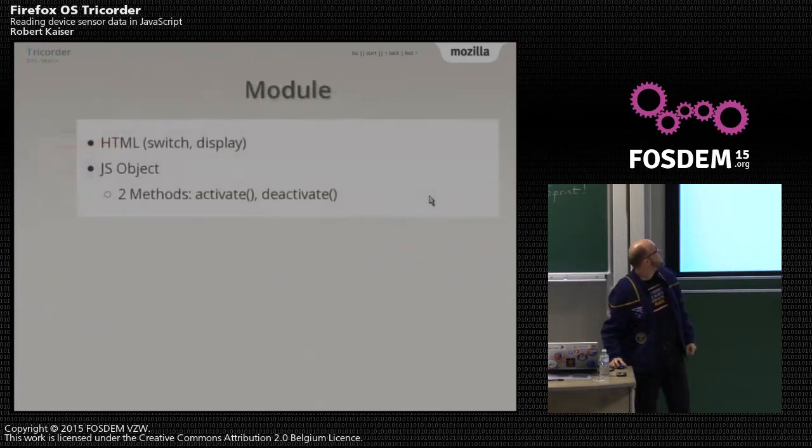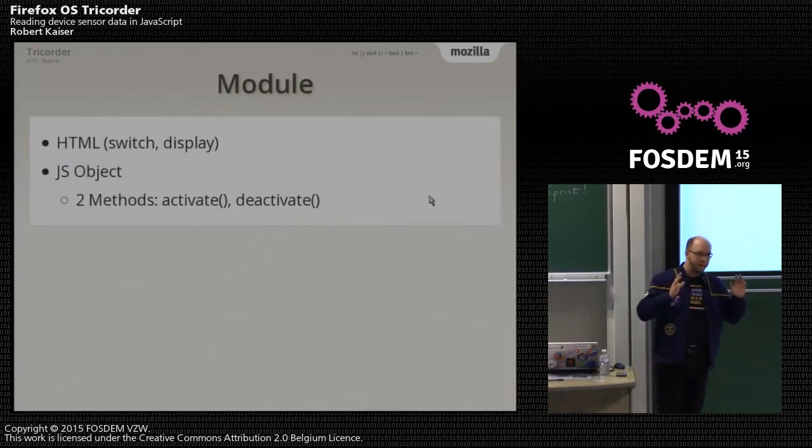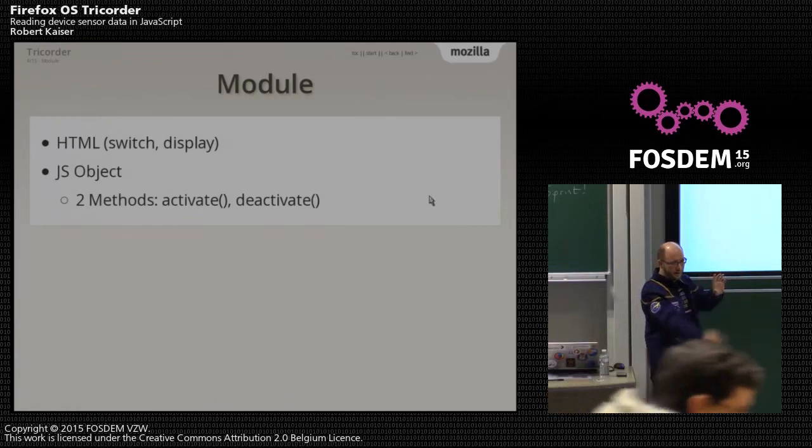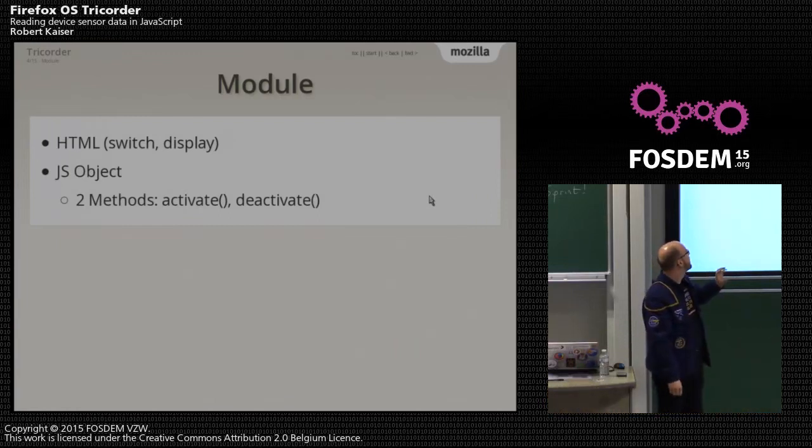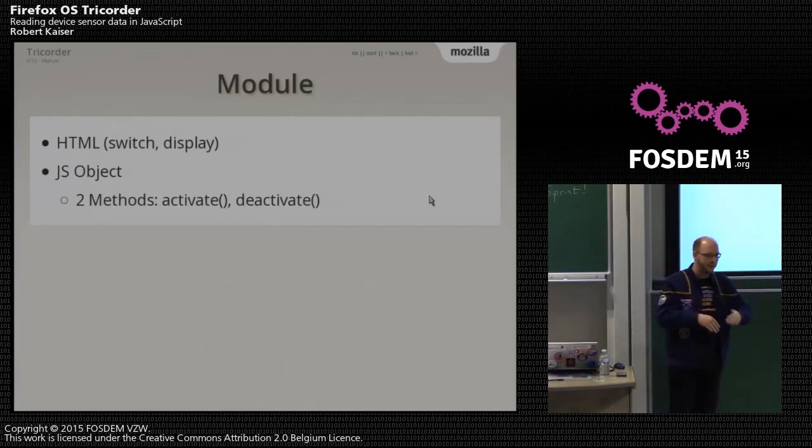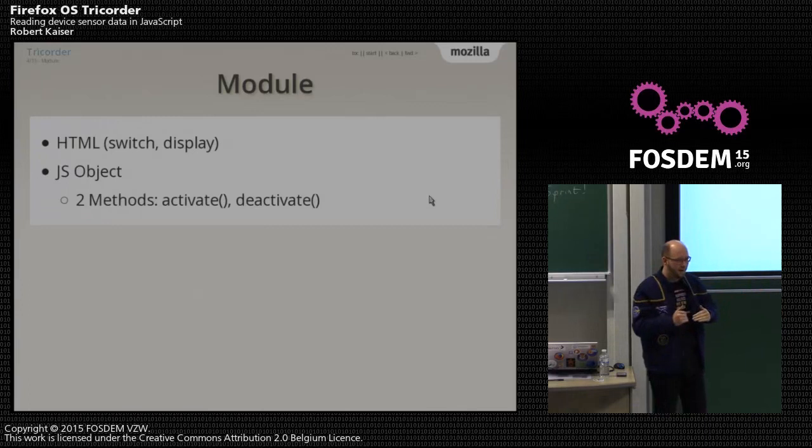So I talked about those modules, and I'll go through the interfaces module by module. What I'm calling a module here is some HTML that exposes the switch button and the actual UI, and a JavaScript object that has two methods, activate and deactivate. Those are automatically called by the functions when you switch between the modules. So the active one is deactivated, the other one is activated. So we properly shut down everything that we had active from the last module.